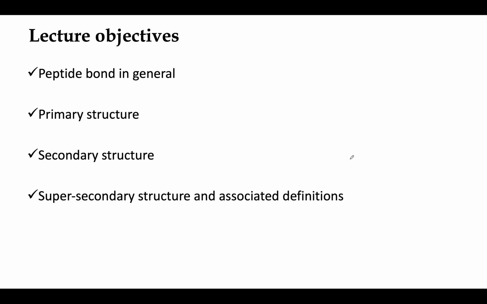What we are going to do in this lecture is to look at the peptide bond in general. Then we will look at two levels of protein structure, the primary structure and the secondary structure. And towards the end of the lecture, we will look at supersecondary structure and some associated definitions.